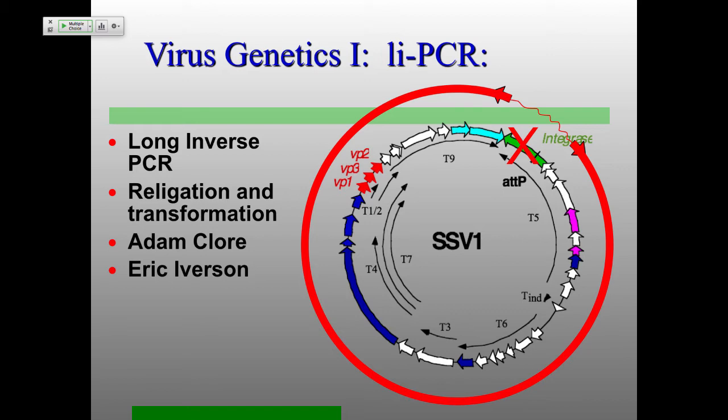Presumably it's a persistence thing. So when the cell divides, if you just have a circular, extrachromosomal piece of DNA, some cells will get it, some cells won't. And those cells that don't have it are going to start to grow better. Again, this is hand waving.